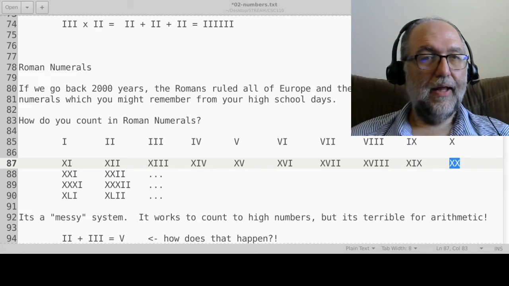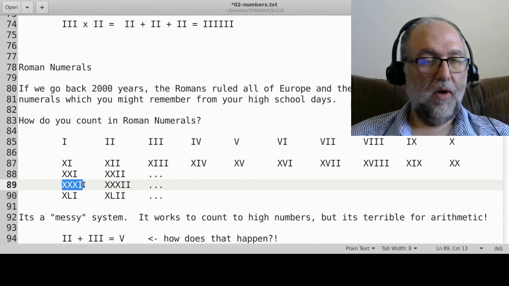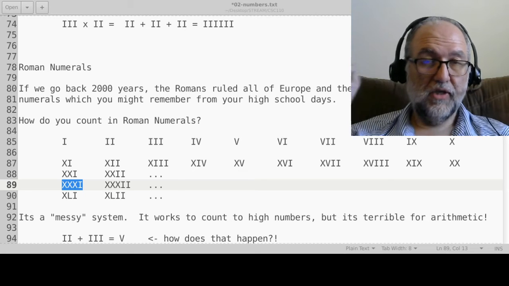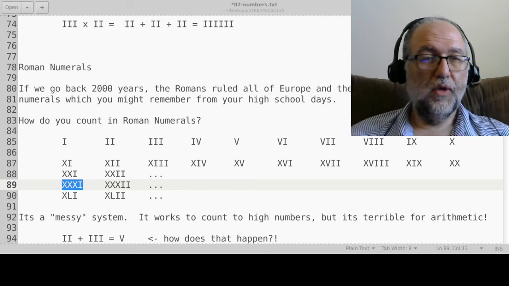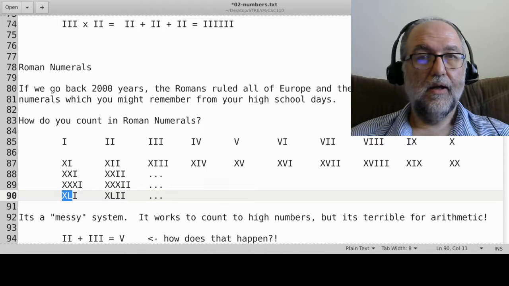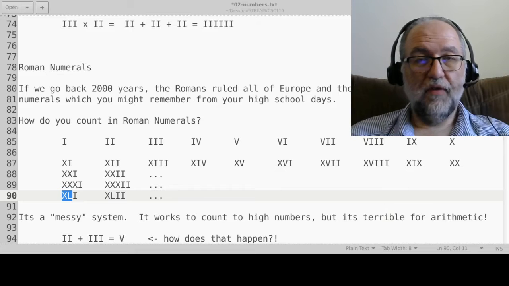All right, and then you would have 21, 22, and so on, and then you'd have 31. So 31 is 3 x's, each x is 10, that's 30, and then 1 after that is 31. And then when you get to 40, 40 is just that part that I've got highlighted. It's 10 before 50. 40 is 10 before 50.